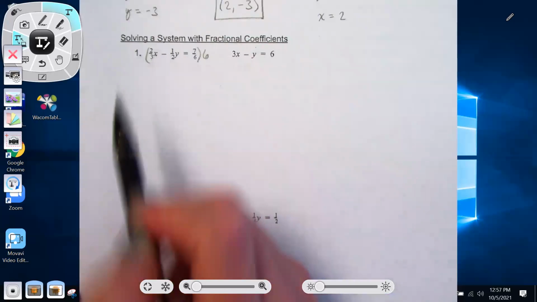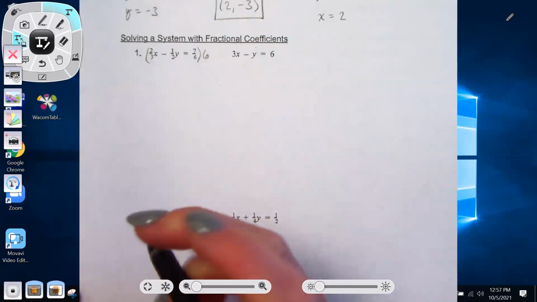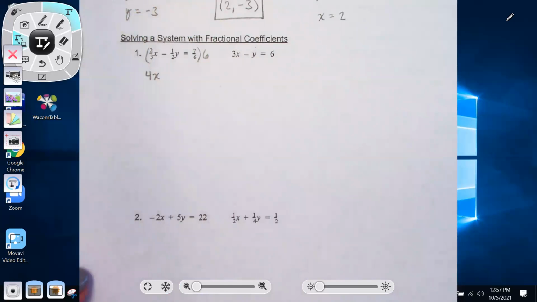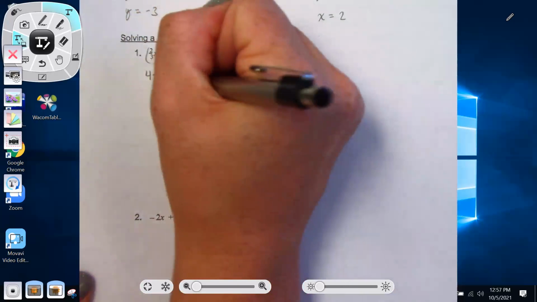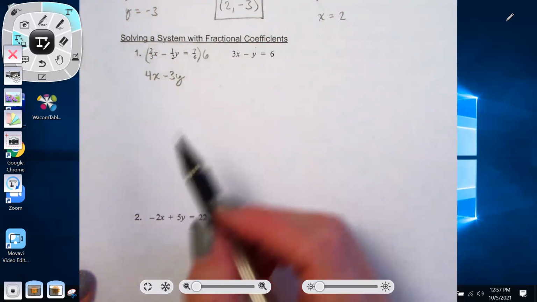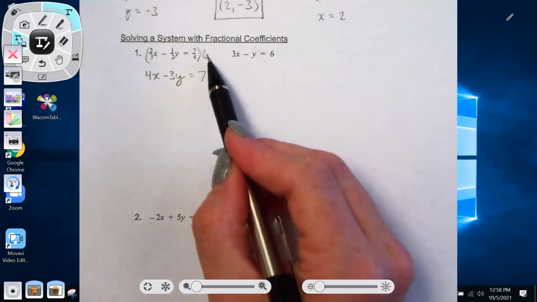Okay, so 6 times 2/3 x, what is 6 times 2/3? 6 times 2 is 12, divided by 3 is 4. You guys can do this without a calculator, I believe. 6 times 1/2, what's 1/2 of 6? 3. And 6 times 7 over 6, the 6s cancel and leave us with 7. If you use the correct number here, then it will get rid of the fractions.